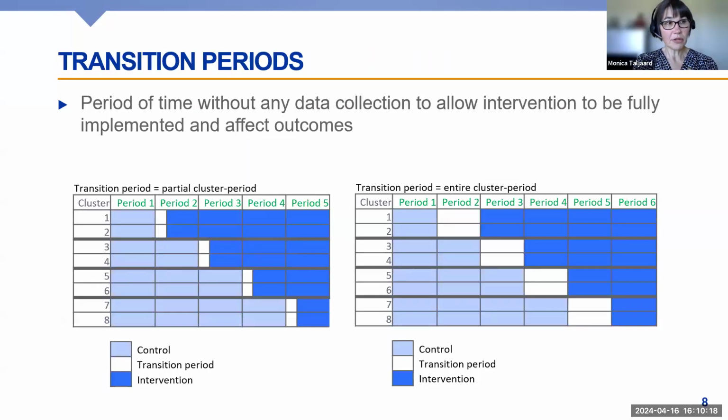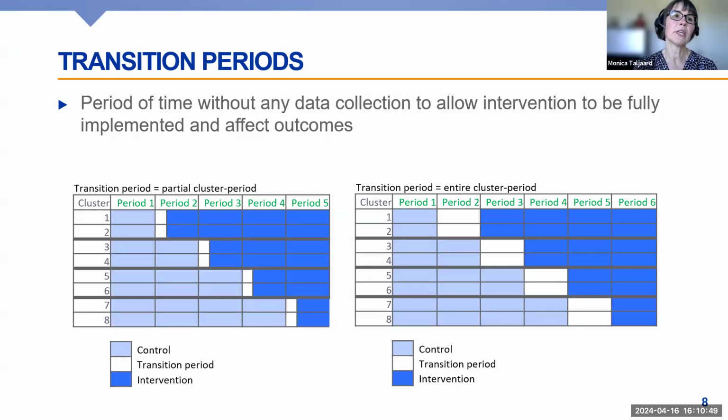Now, the previous diagrams kind of assumed that the intervention can be switched on instantly. That isn't always possible. Especially perhaps if it's an implementation intervention, some interventions need a little bit of time to be implemented. It might involve training of providers, or it might involve changes being made to the services that are delivered at that site. And so a transition period is a good idea.